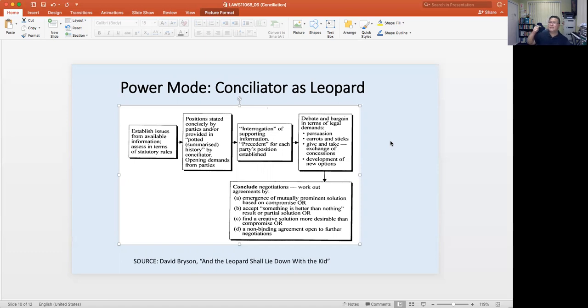The threat there is that, if you don't do this, the conciliator says, I don't have a choice but to refer this matter to the court or the tribunal, and these are my recommendations. So there's that threat. He also uses persuasion. Now, when it comes to persuasion and carrots and sticks, these are approaches that a mediator will never do or cannot do.